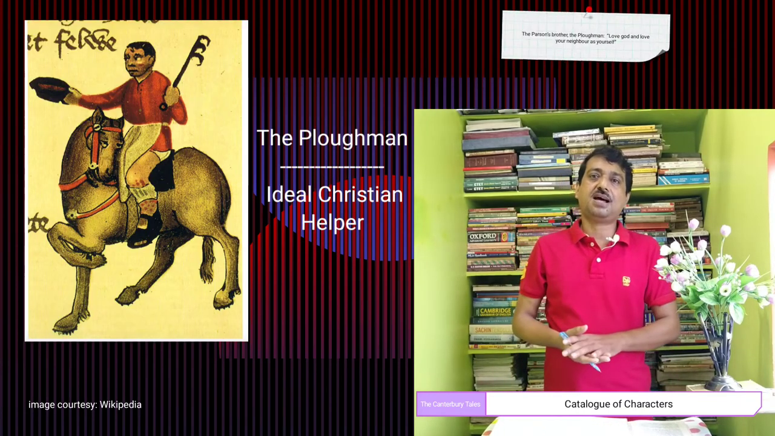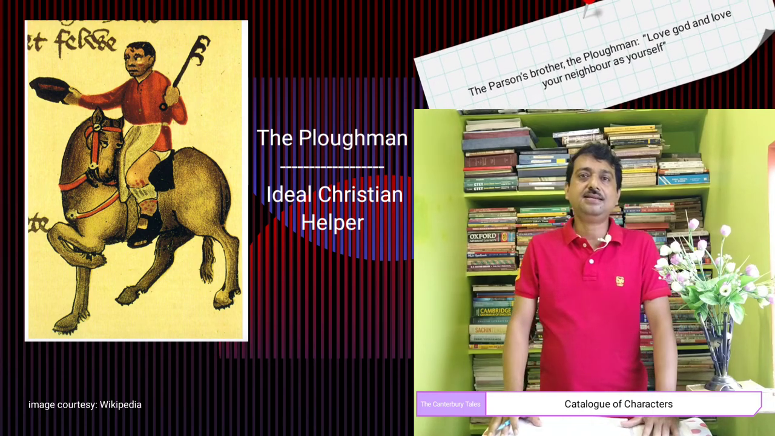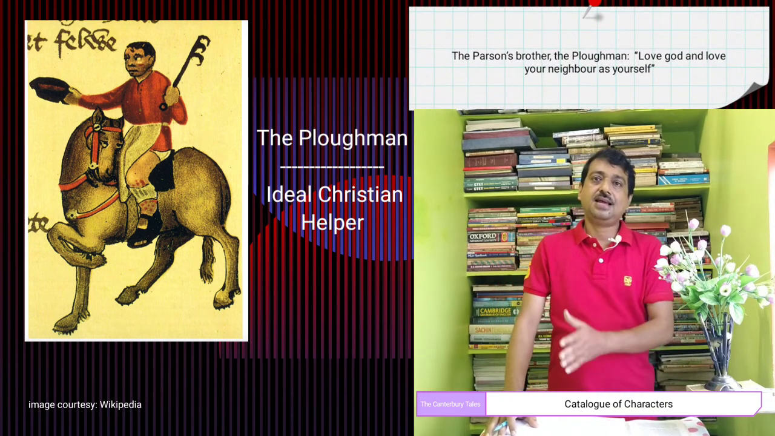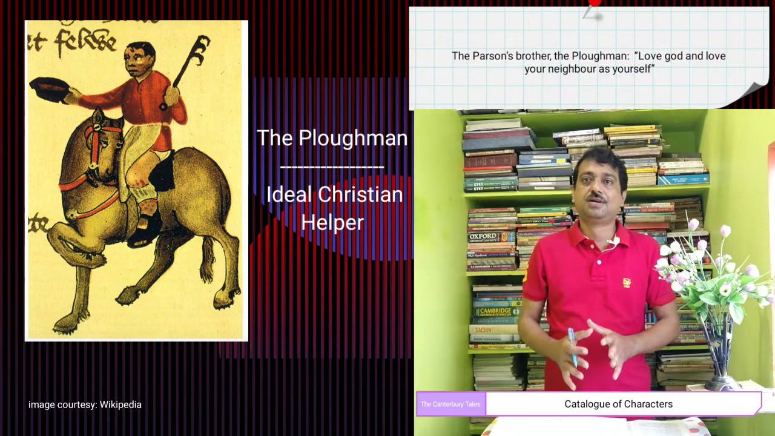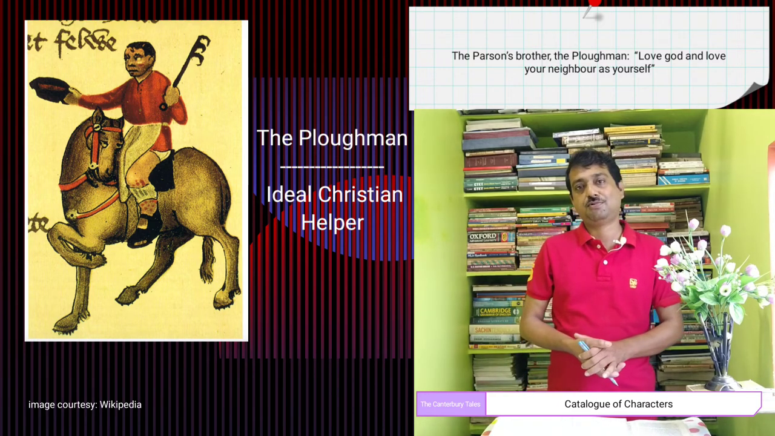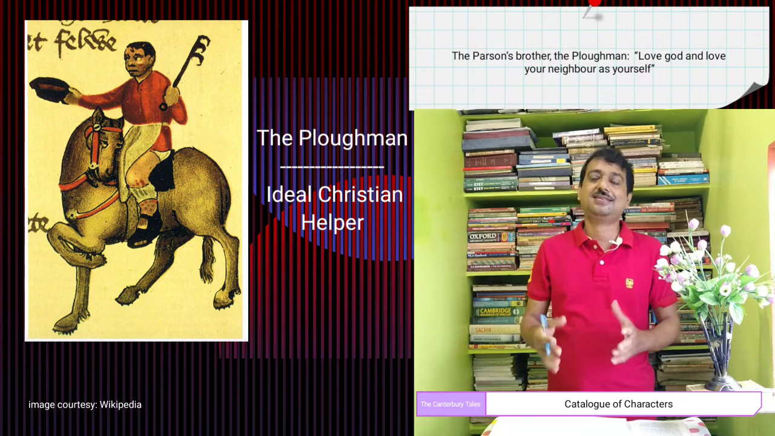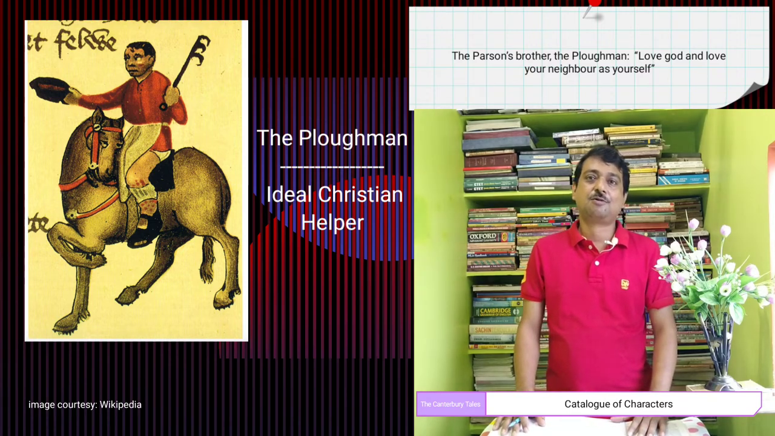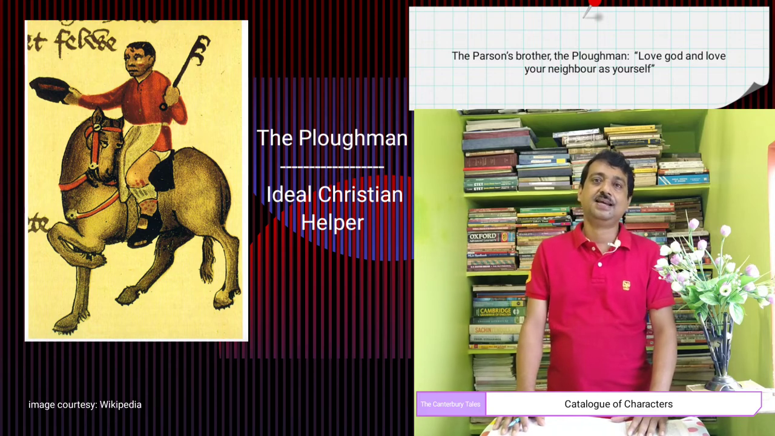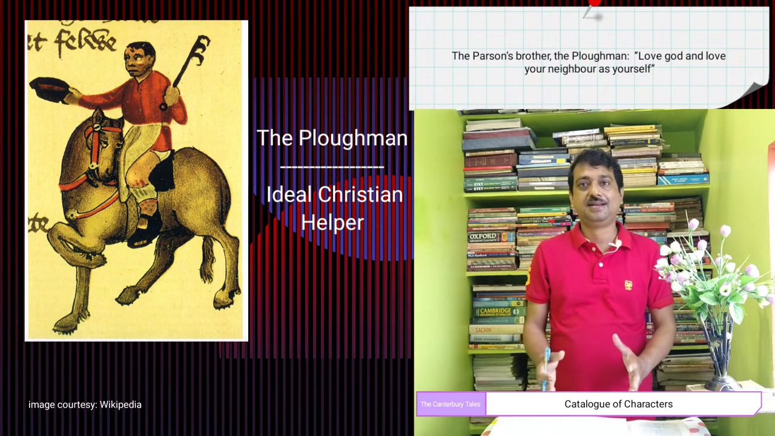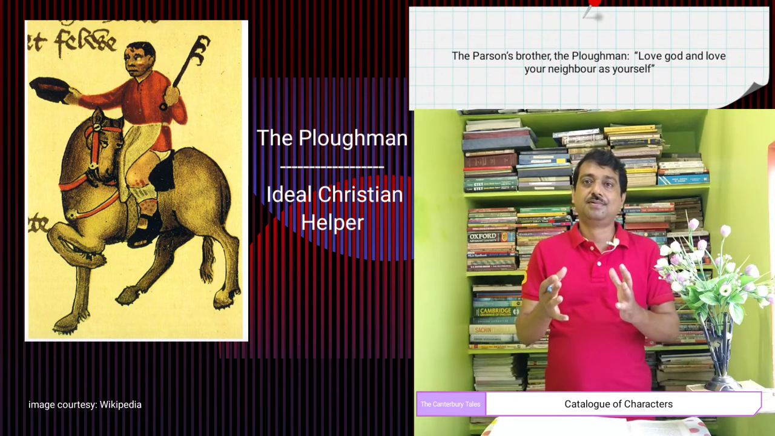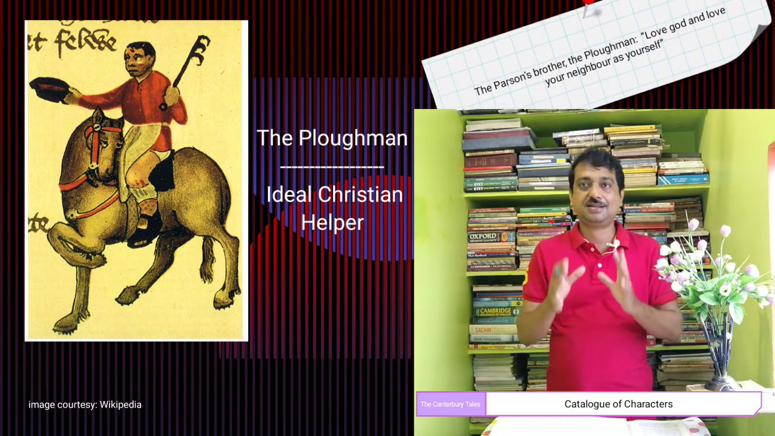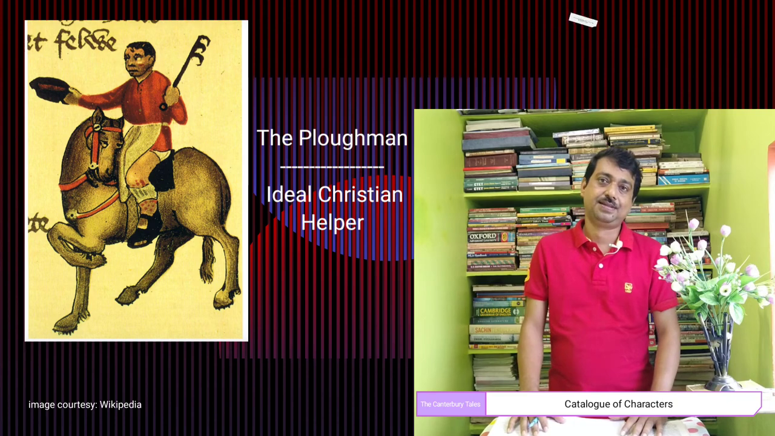The Parson's brother, the Plowman, is another ideal Christian man who, if it lay in his power, was always ready to work for the poor without hire. He followed the two greatest commandments, unruffled by pleasure and pain. Love God and love your neighbor as yourself is the motto in him.